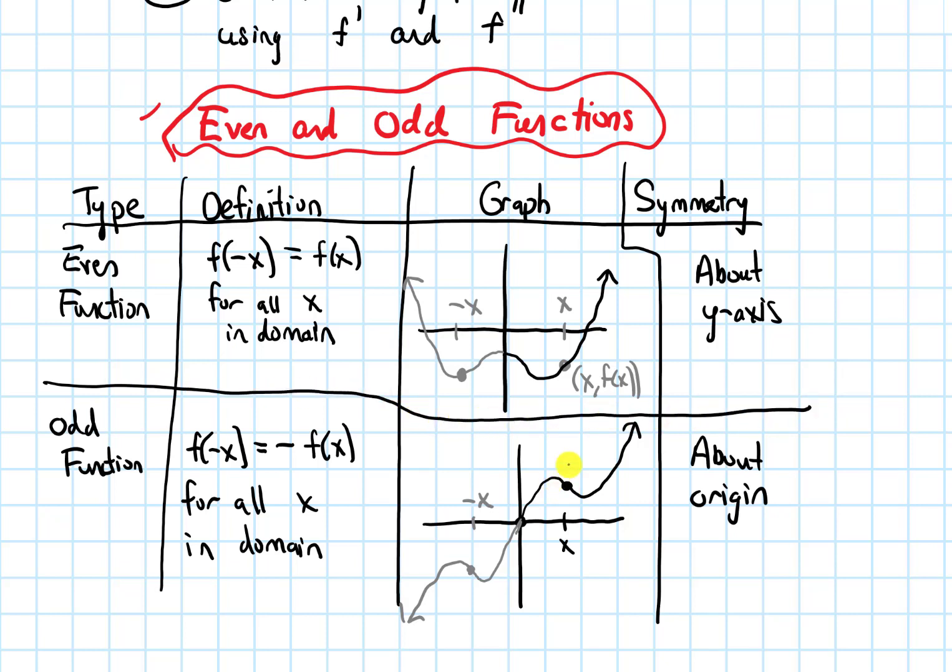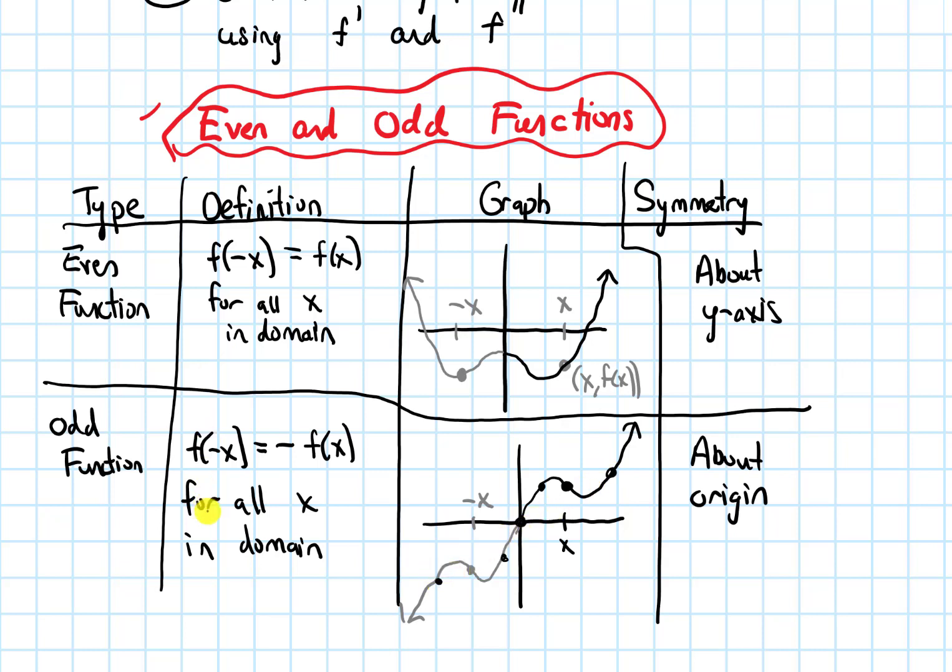So I can think of this as a mirror image. If I look at this point where x is, and draw the mirror image of that point across the origin, we'd end up here at this point where negative x is. And that's going to be the case for all of these points. So the mirror image of this point would be somewhere here across the origin. The mirror image of this point would be somewhere here across the origin.